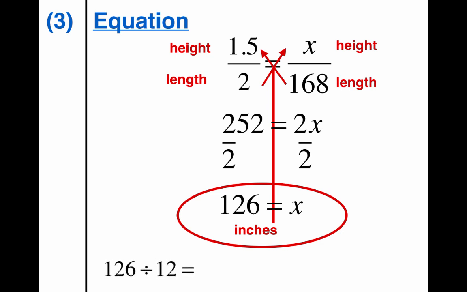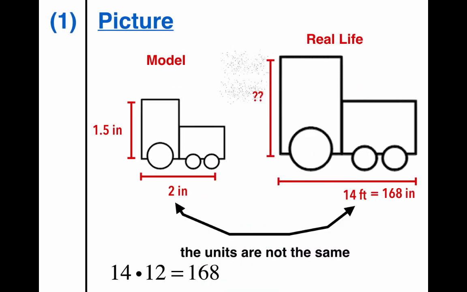And then I'm going to take that and change it back to feet. So if there's 12 inches that make a foot, I'm going to do 126 divided by 12, and I'm going to get 10.5, which is 10.5 feet. So that real life train has a height of 10.5 feet. That's how tall that real life train is. Awesome, and we're done. We got our answer.